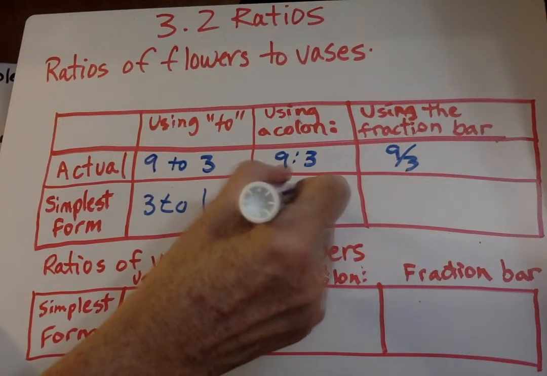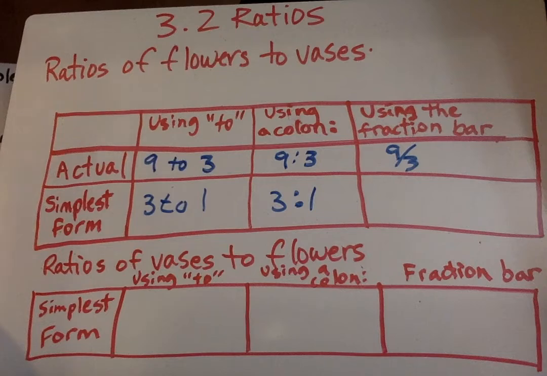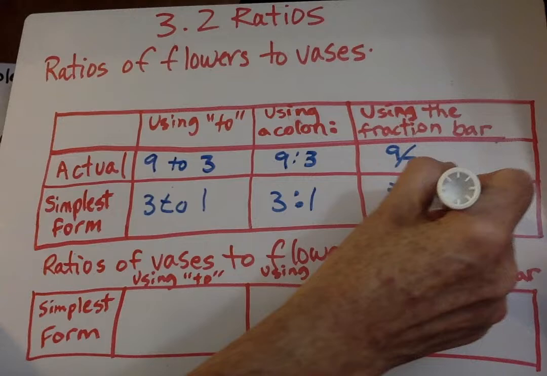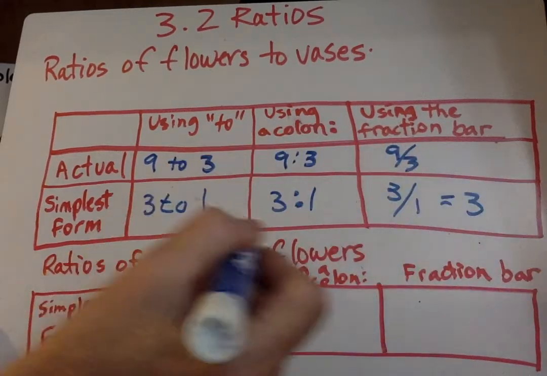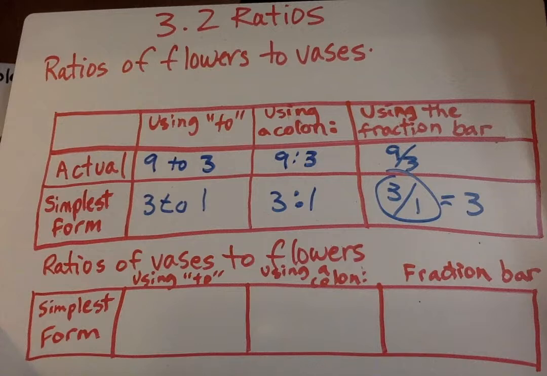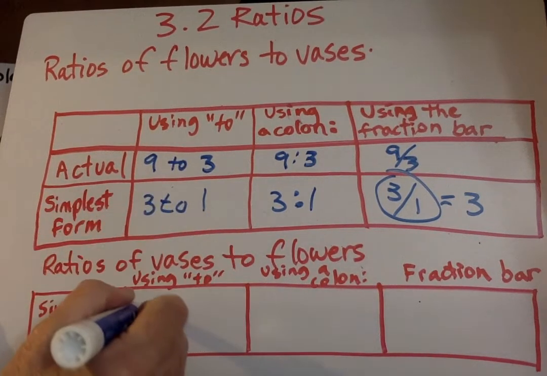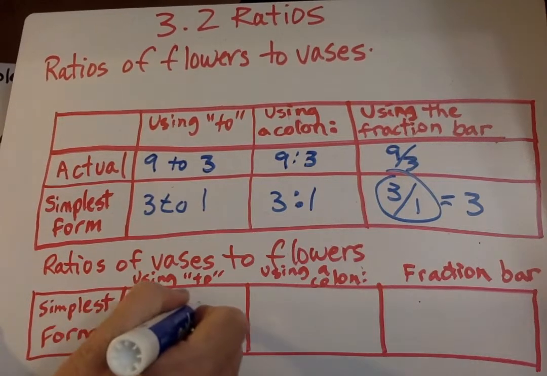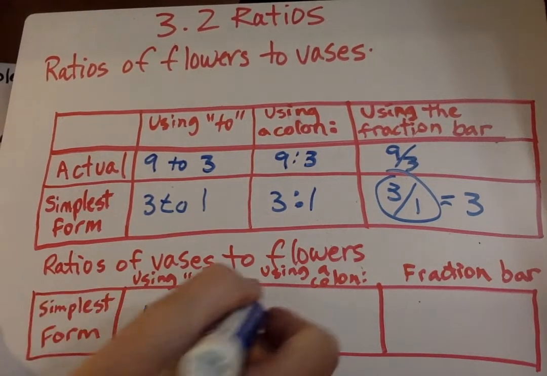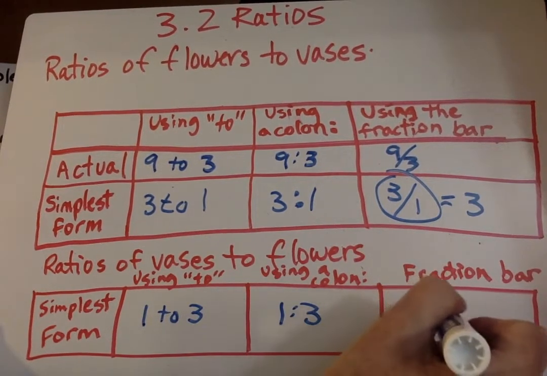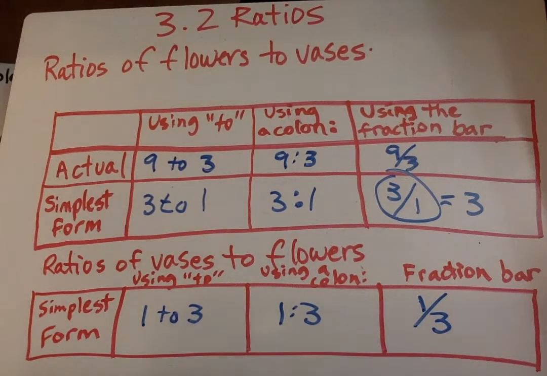So, and then using a colon, 3 to 1. And then the fraction bar, 3/1. And sometimes we simplify that even more to 3, even though the book just has it 3 to 1 like that. Now we want the ratio of vases to flowers in simplest form. So we have to flip them. So instead of 3 to 1, we've got 1 vase to 3 flowers. Okay? And 1 vase to 3 flowers is 1/3. Okay?